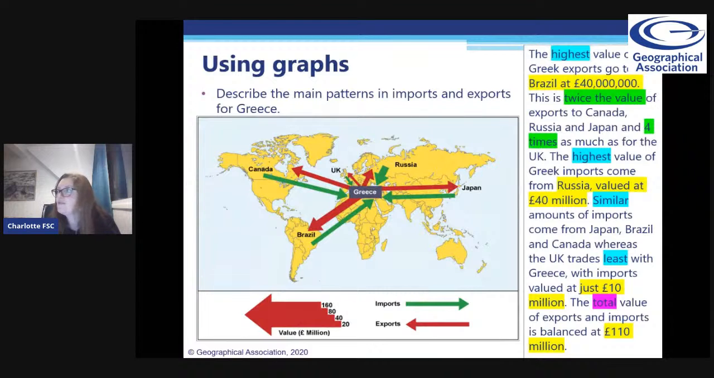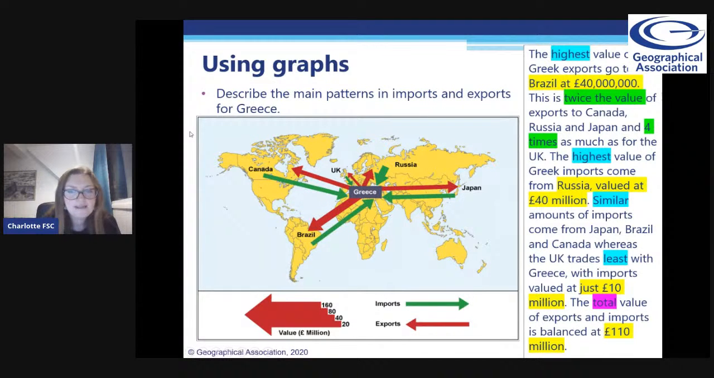The highest value of Greek exports go to Brazil at 40 million. This is twice the value of exports to Canada, Russia and Japan, and 4 times as much for the UK. The highest value of Greek imports come from Russia, valued at 40 million again. Similar amounts of imports come from Japan, Brazil and Canada, whereas the UK trade least with Greece, with imports valued at just £10 million. The total value of exports and imports is balanced at £110 million.